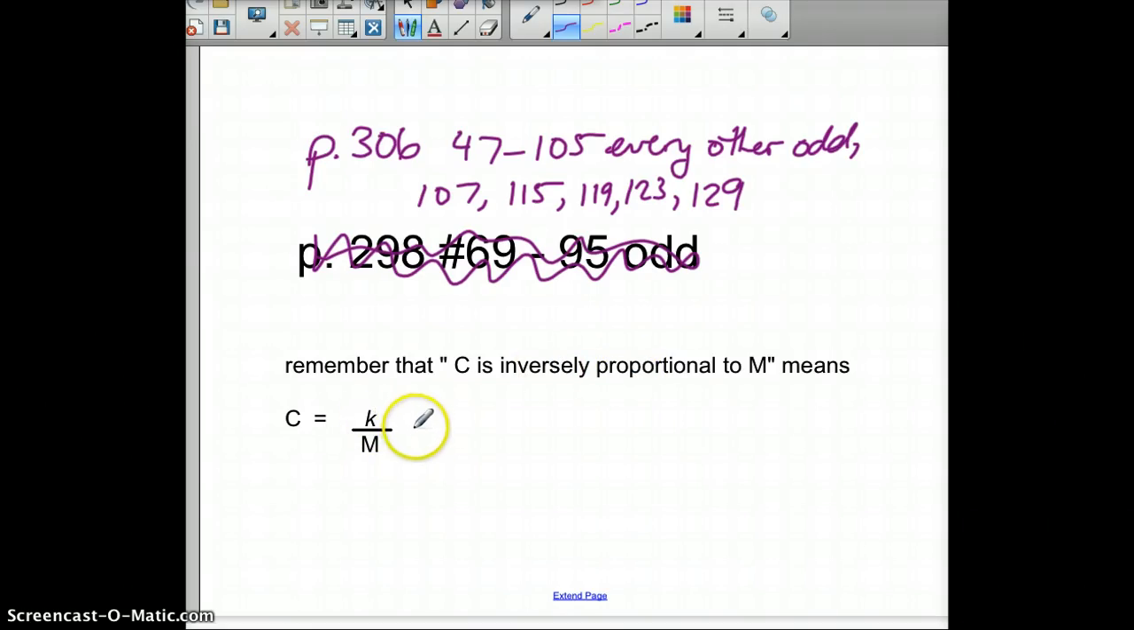it's K divided by M. All right, just a little hint for you on one of the problems.